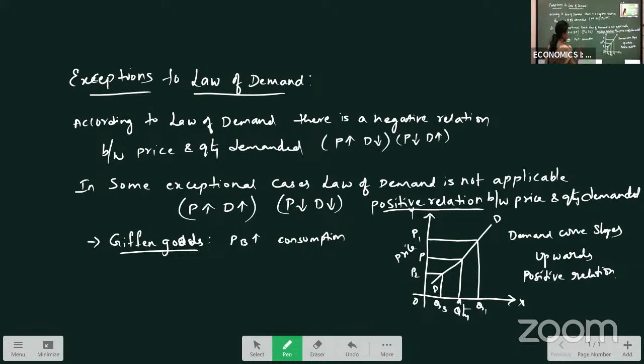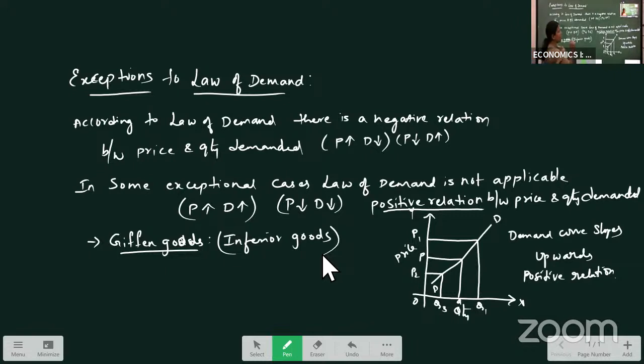Okay, so these goods are called inferior goods. It means in case of inferior goods, the law of demand is not applicable. Why do we say inferior goods? They are low priced goods, which are preferred by people when their income levels are low. When people's income level is low, they don't want to consume high priced items. They reduce the consumption of high priced items and take the low priced item.